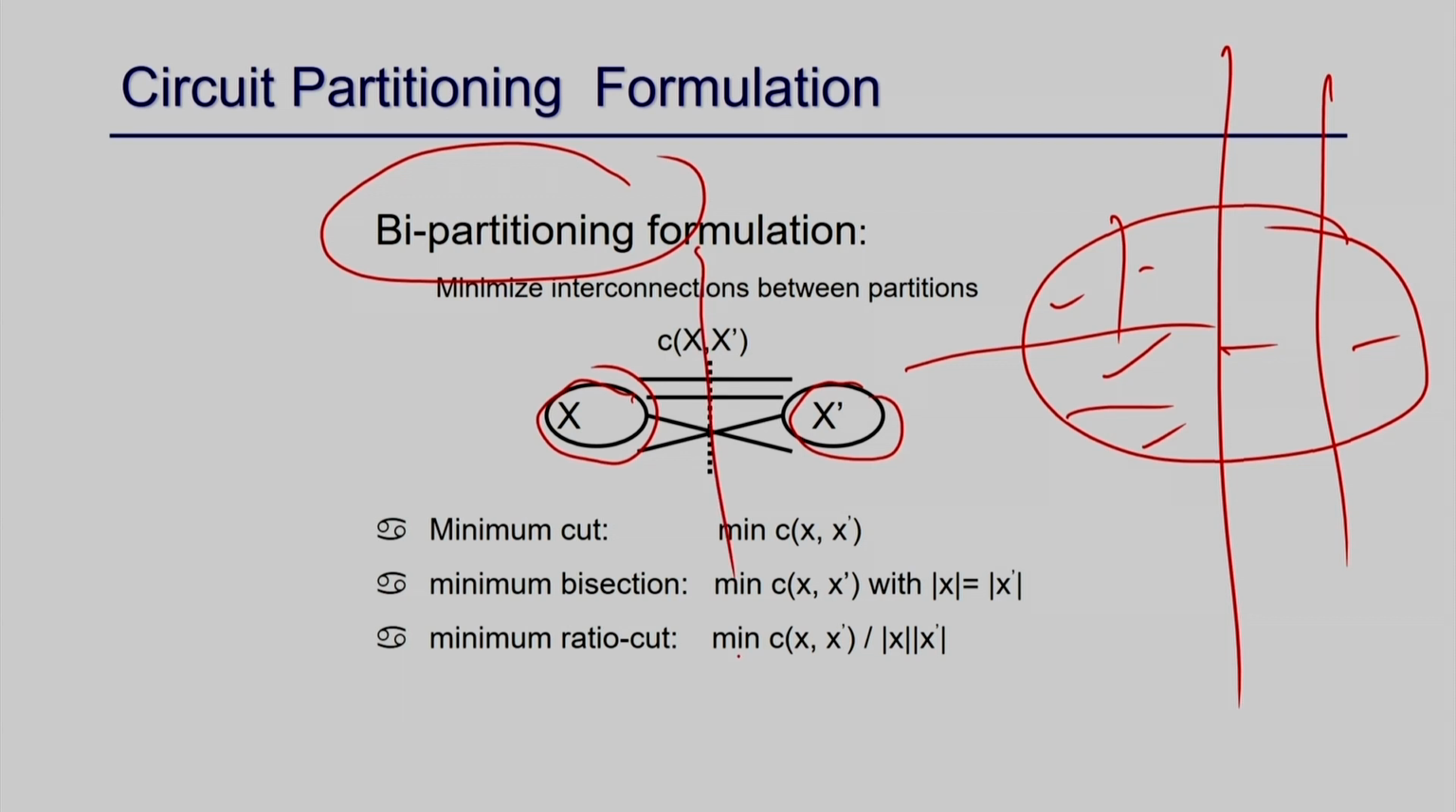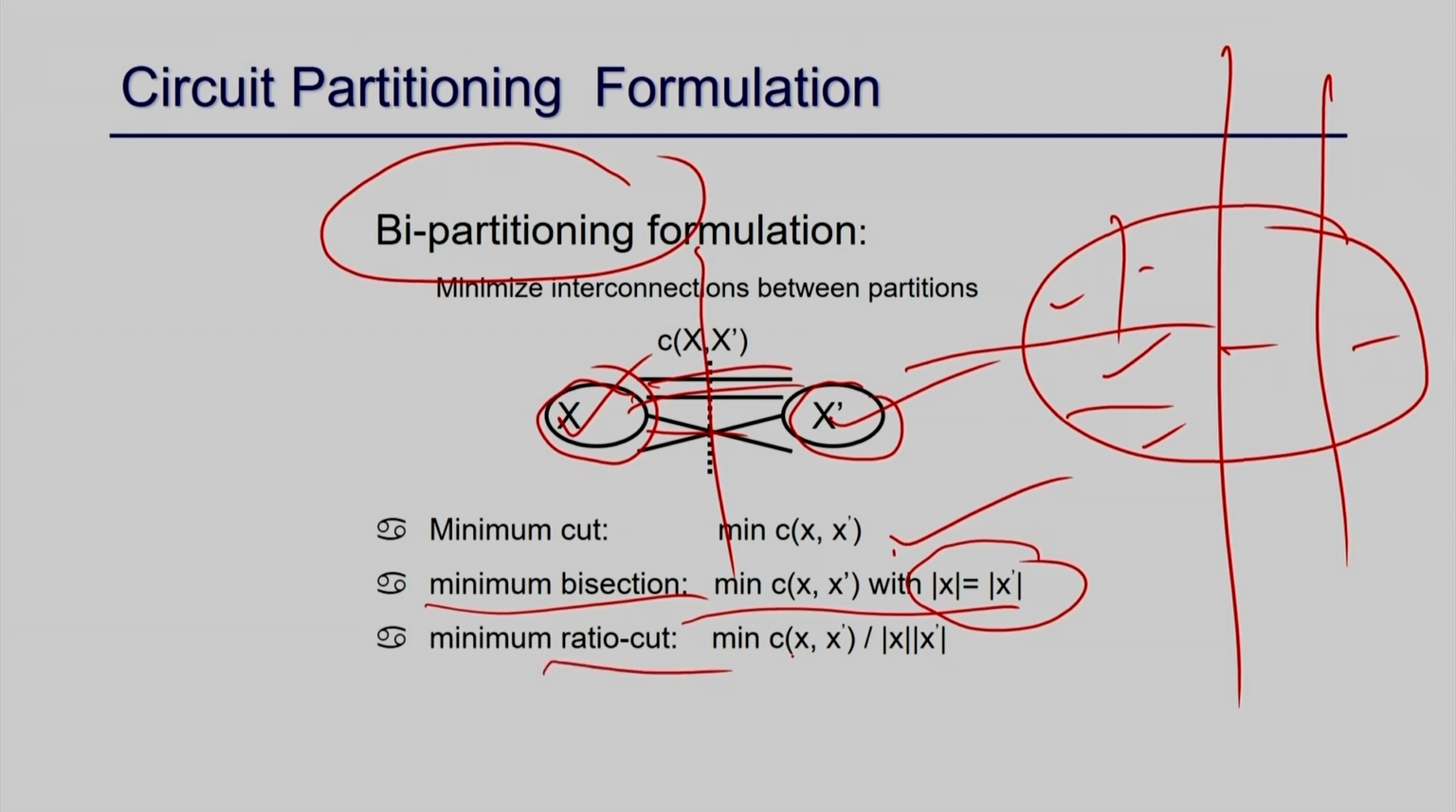what will be our objective? Our objective is min cut: the number of lines crossing here should be minimum. Or you try to make a bipartition where the number of nodes in this component and in the other component is the same, which is called minimum bisection. That is the bisection where the number of elements in both partitions is exactly the same, right? Or you might have a minimum cut ratio, where the number of wires crossing here, divided by the number of nodes here times the number of nodes there, is the minimum, right?